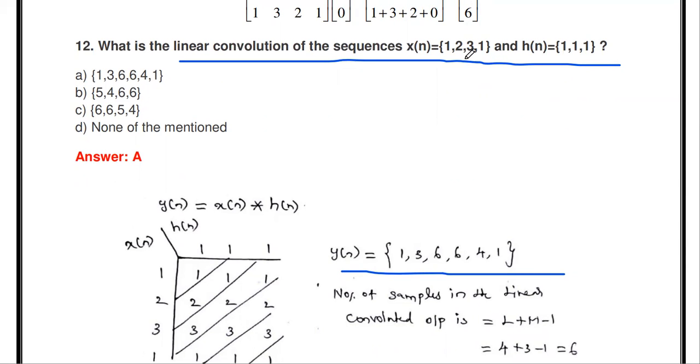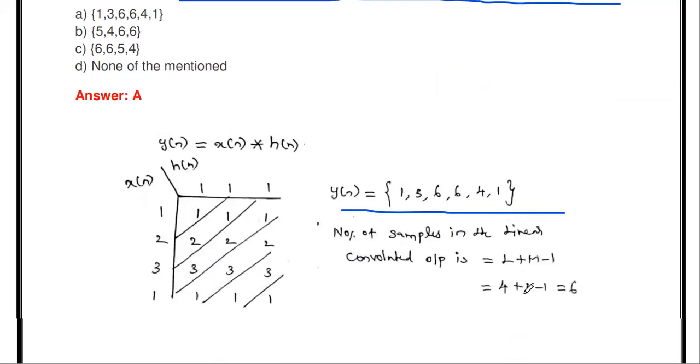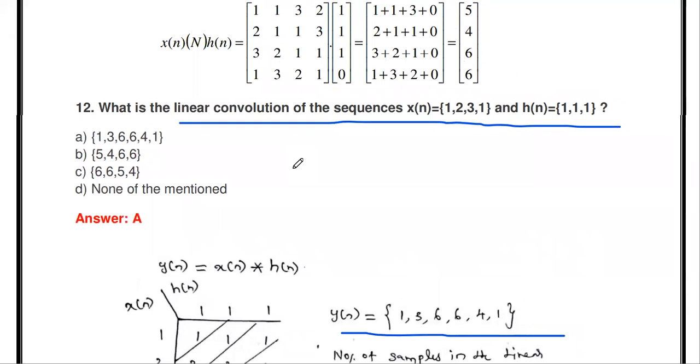Okay, here you see how many samples in the first sequence? 4. How many samples in the second sequence? 3. So 4 plus 3 minus 1 is 6. So 6 outputs we will get.